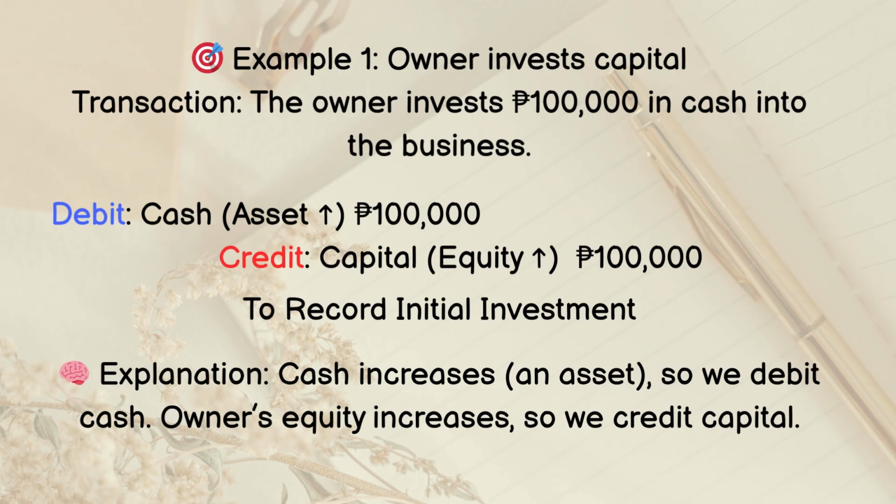Example 1: Owner invests capital. Transaction: the owner invests $100,000 in cash into the business. Debit: Cash, asset, $100,000. Credit: Capital, equity. To record initial investment. Explanation: cash increases, an asset, so we debit cash. Owner's equity increases, so we credit capital.